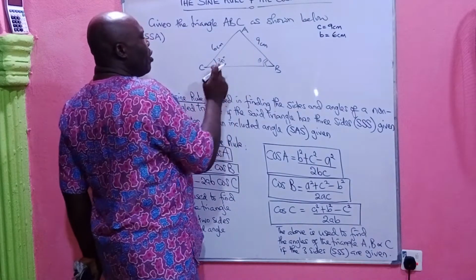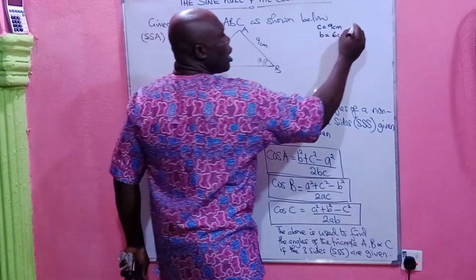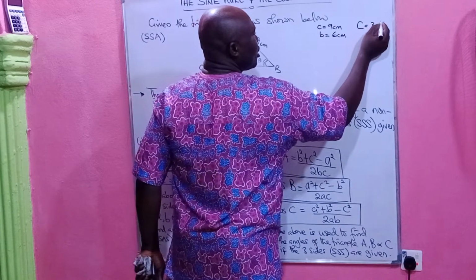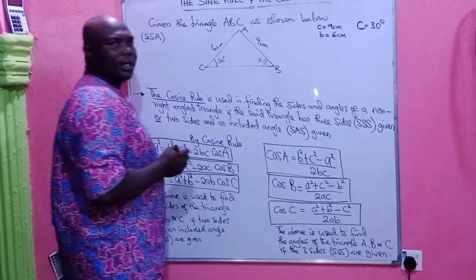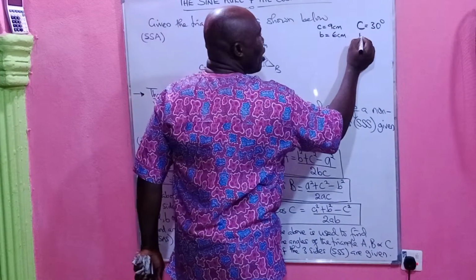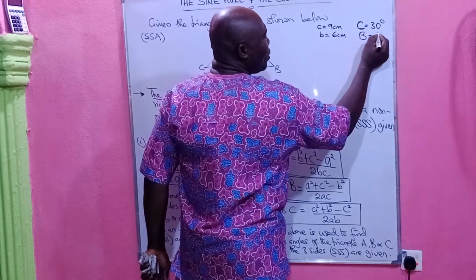And we've also been given angle C. Angle C, that's the big C. Angle C is 30 degrees. And we are looking for angle B. That's what we are looking for.